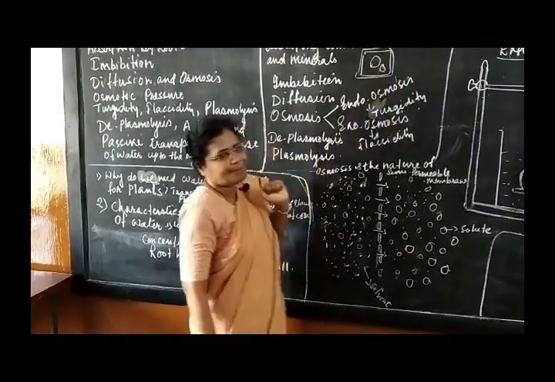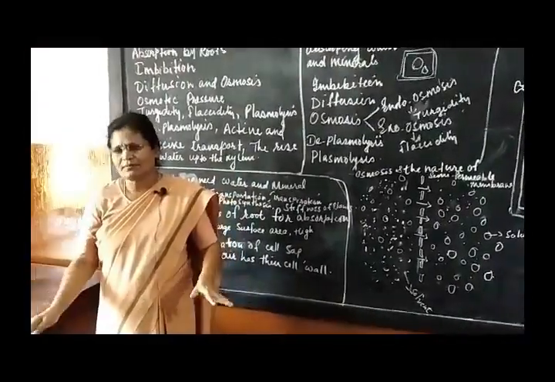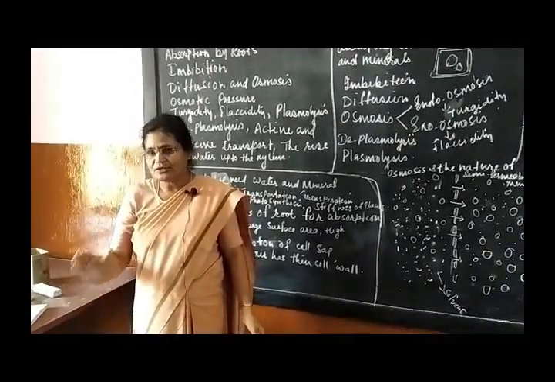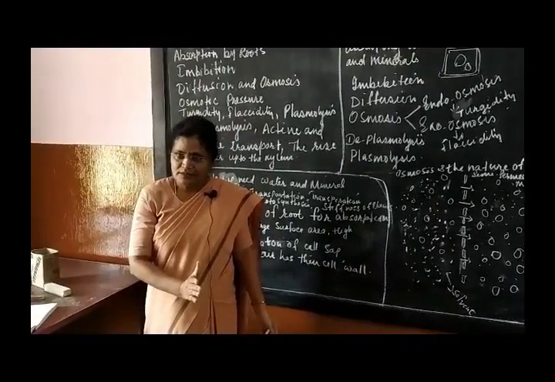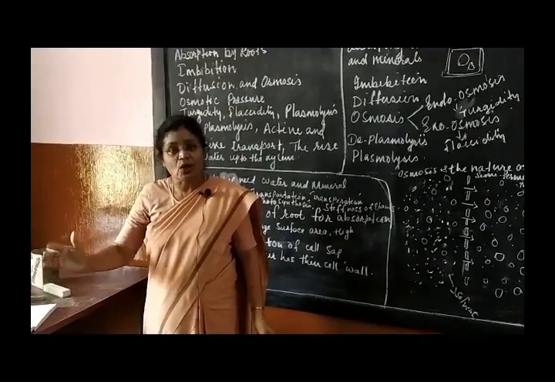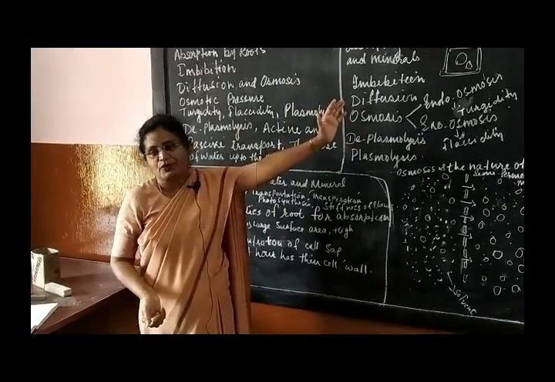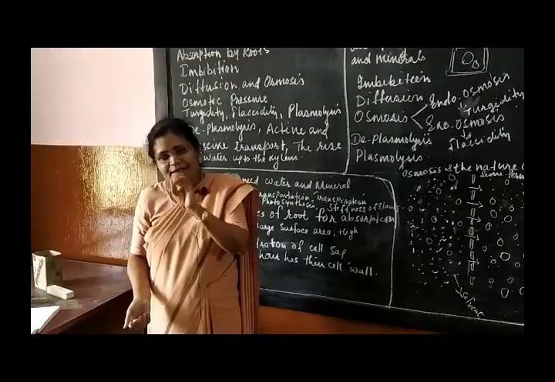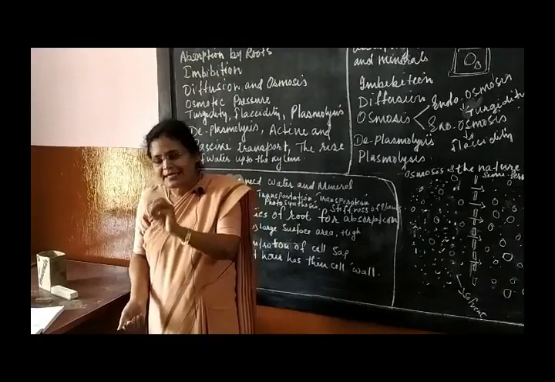And this cell sap normally is more concentrated than water. In chemistry you have learned dilute solution and concentrated solution. In the dilute solution you have more water and less salt, whereas in the concentrated solution you have more salt and less water. So in case of cell sap of the root, I am sure you have understood what is cell sap. Cell sap is nothing but the solution, the liquid, the fluid present inside the vacuole.